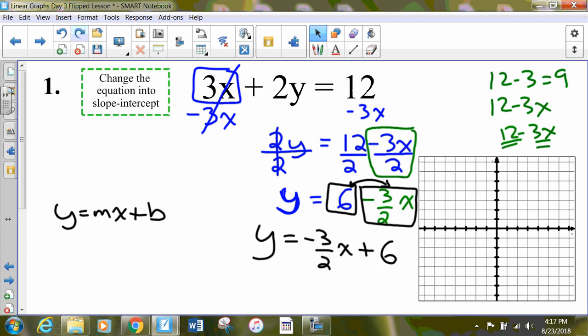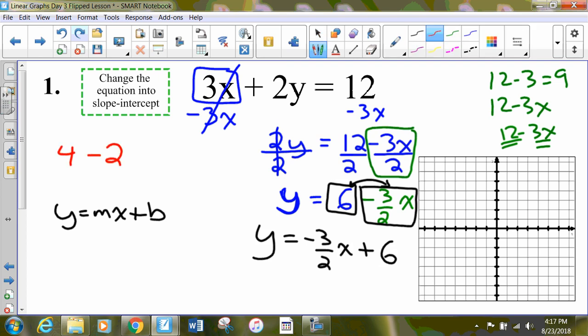What I just did is the same thing as if I had 4 minus 2. If we put 4 minus 2 in the calculator, we're going to get 2, right? But I could switch it around and write it as negative 2 plus 4, and it's the same thing. If I put that in the calculator, I am going to get a 2, okay?